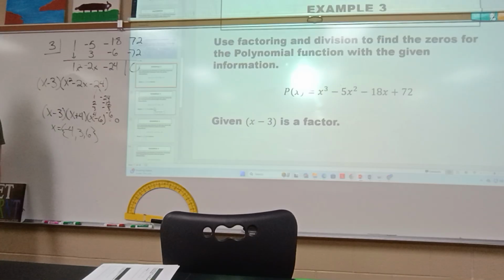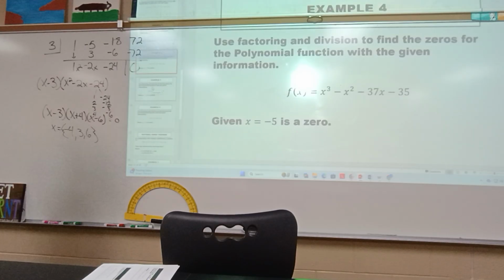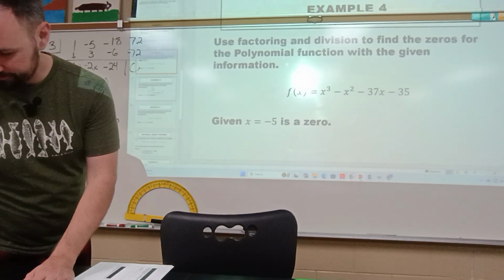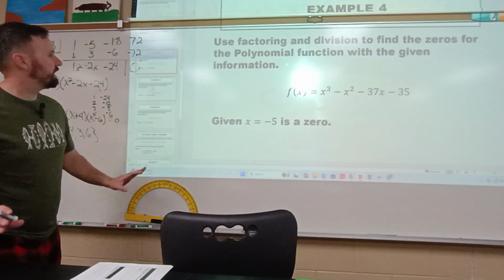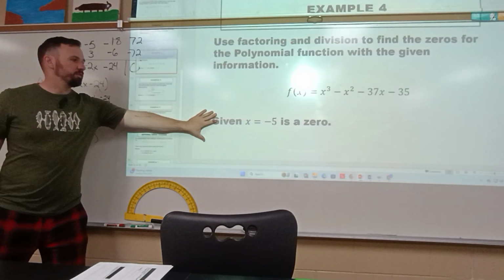I would try to divide it again because it has to get a remainder of 0. All right, let's do another one. Is this the one I did? Actually, I'm going to skip this one.